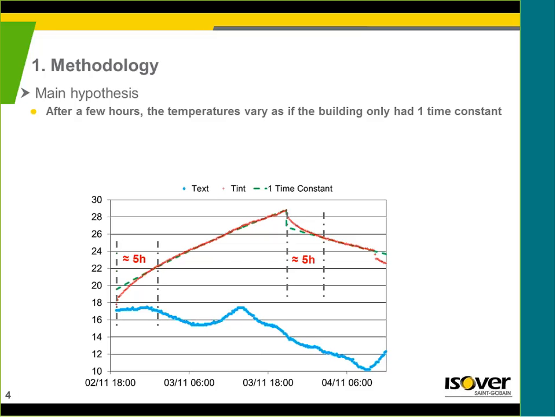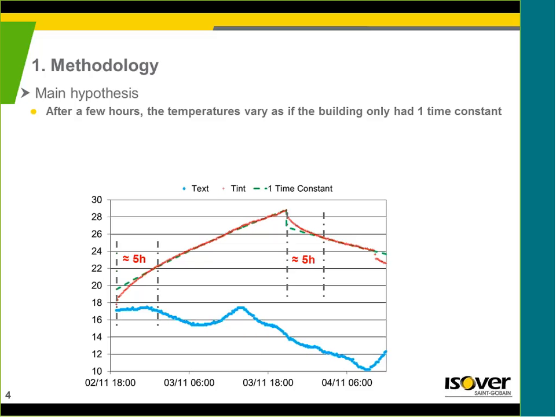There's a first period, the first dynamic period, and then after that, when you see the green line, this is a fit of the red curve with only one time constant. So it's a very simple exponential. What we see here is that after about 5 hours, our internal temperature actually does behave as if the building only had one time constant with a single exponential function. Not the same for heating and cooling, of course, but that's not the point.